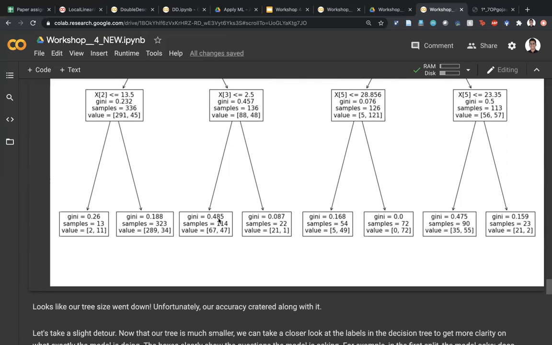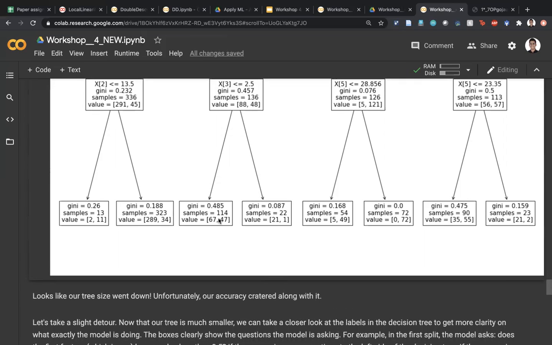And yeah, so you can see that some of these boxes did quite well. Like if we look at the box all the way to the right, we can see that it predicted 21 in one class and 2 in the other class. That means this box is doing quite well, right? It's really helping us make a concrete decision on whether somebody survived or somebody died.